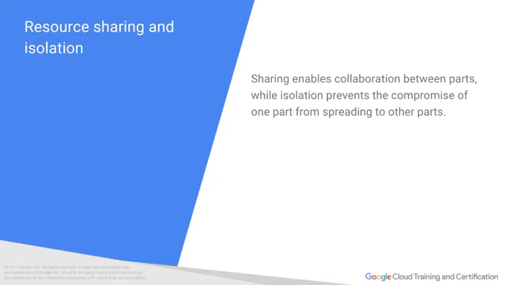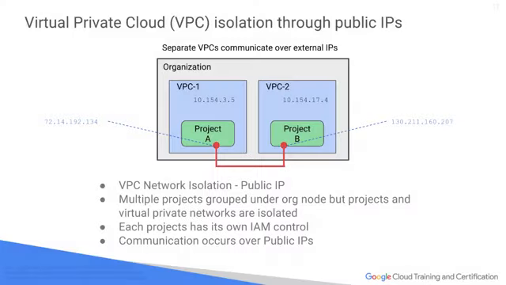So then let's go a little bit deeper. Resource sharing and isolation. Now in this case, sharing enables collaboration between parts, whereas isolation prevents the compromise of one part from spreading to the others. So this is what we like about a microservice. It's not really communicating with other services, it can only hand off, it can't compromise. If one machine is exploited, you can't get into the others.